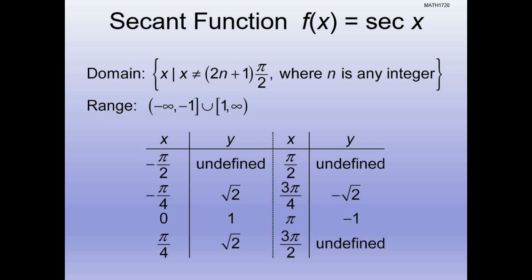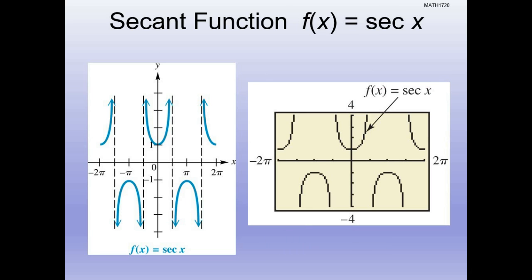So the domain is going to be based on when cosine is 0. That's why we have 2n plus 1 times pi over 2. And the range cannot be a value that's between negative 1 and 1. So let's take a look at what that graph looks like. This is a graph of secant. To graph secant in your calculator, you're going to have to graph 1 divided by cosine of x for your y1, and then hit zoom 7, and you'll get the graph of secant.